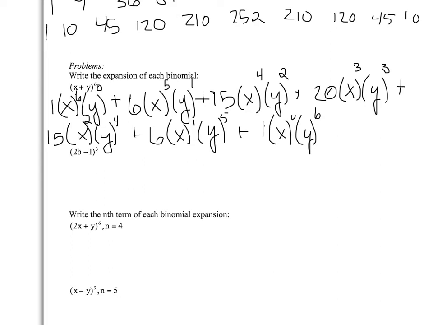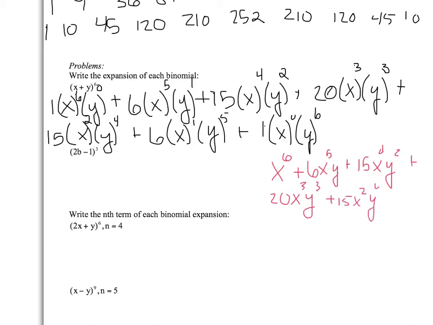1 times x to the sixth times y to the 0 is just x to the sixth. Okay, anything to the 0 power is 1. Plus 6x to the fifth y. Plus 15x to the fourth y squared. Plus 20x cubed y cubed. Plus 15x squared y to the fourth. Plus 6x y to the fifth. Plus y to the sixth.